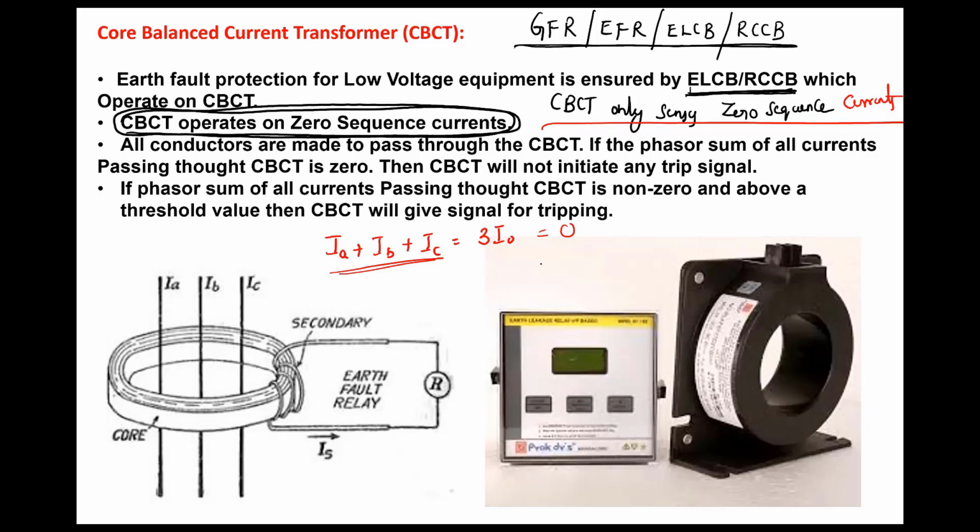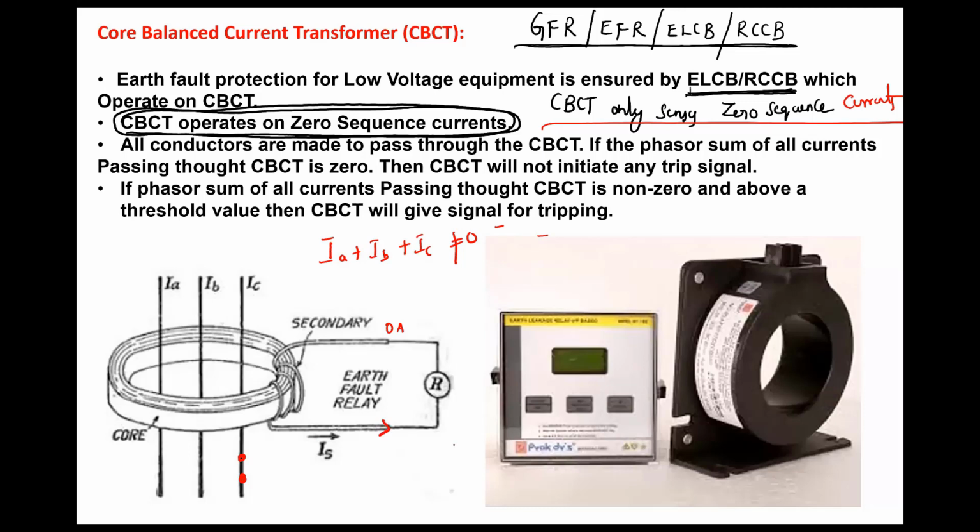When it carries balanced currents, the secondary current is how much? 0 ampere. So the relay will not trip, the relay will not operate. Understand? Now, if there is any fault, it can be either a short circuit fault, or suppose this conductor is open circuited. Now the phasor sum is non-zero, that is IA plus IB plus IC is non-zero. So net current will flow through this relay.